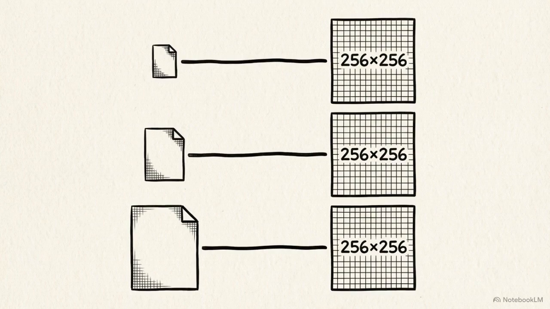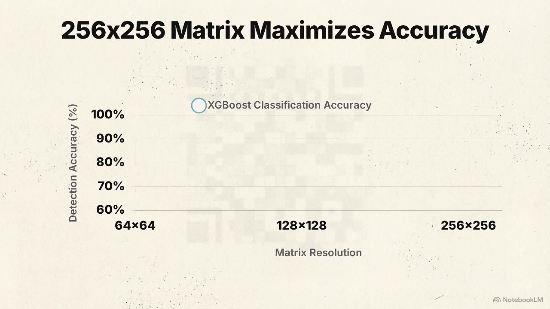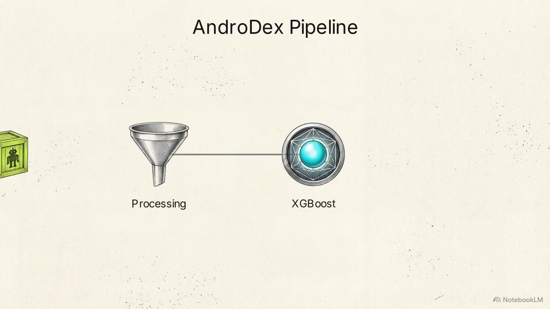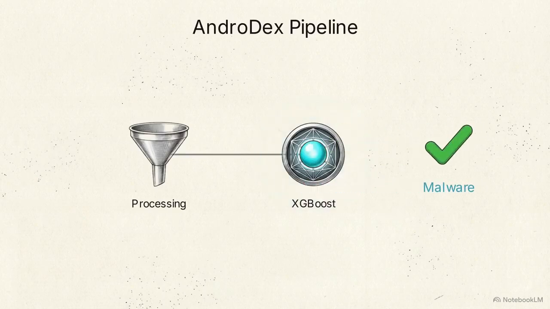Researchers running this pipeline found an optimal configuration. Regardless of the original file size, scaling and analyzing images at a 256 by 256 matrix yields the absolute highest detection accuracy, maxing out at 95%. The finished pipeline operates at extreme speed. Dropping a new APK into the script generates an image and outputs an XGBoost classification in a fraction of a second.